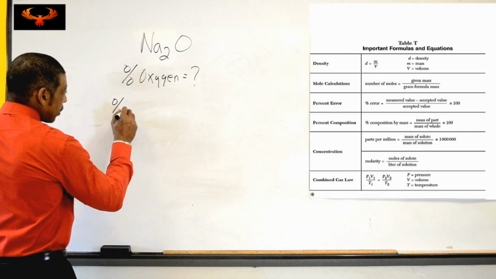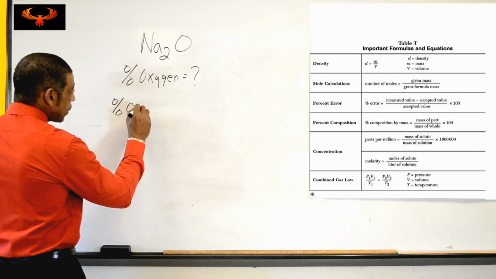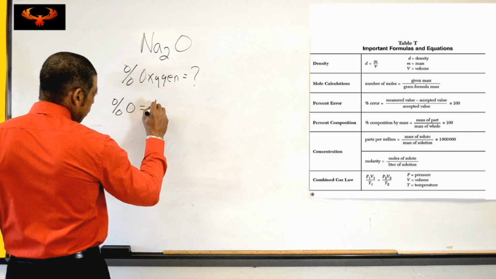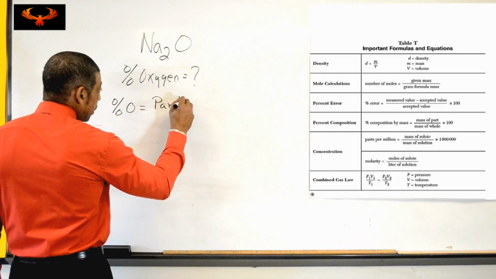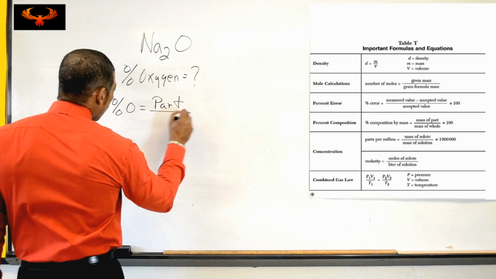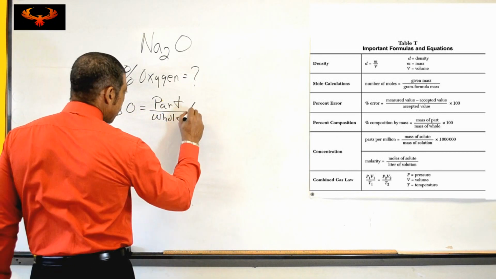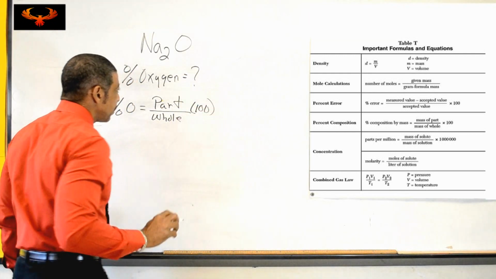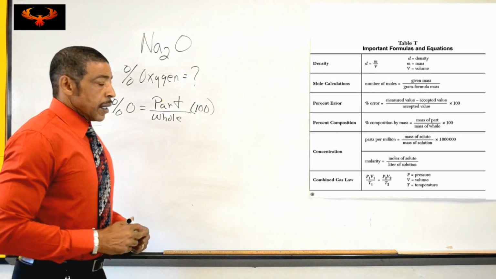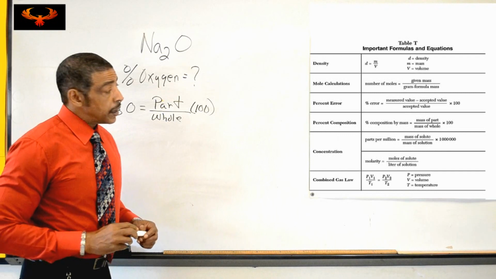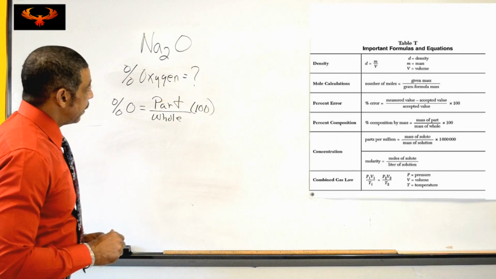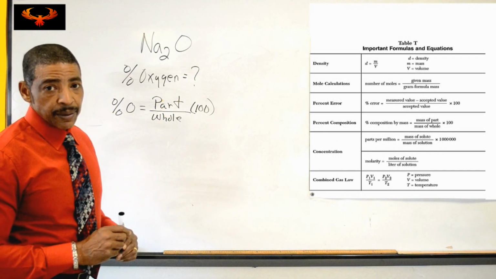this case percent of oxygen, of O, is equal to part in grams over whole, also in grams, times 100. Now let me explain what I mean. The first step now is to determine the mass of the entire compound.